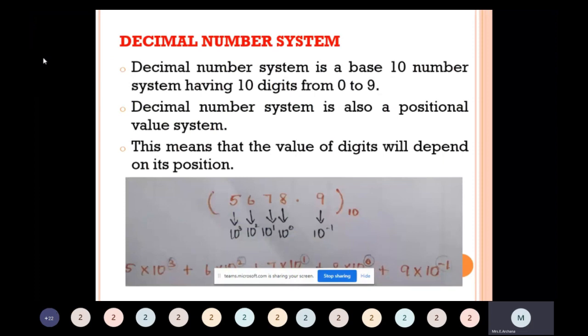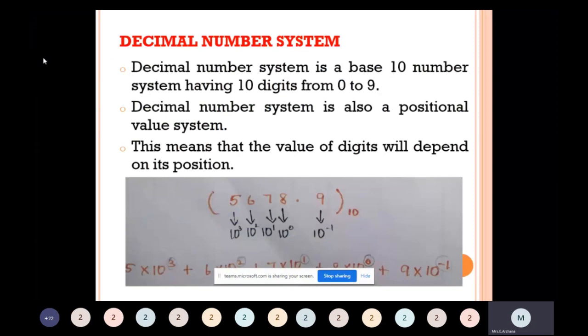So the decimal number system, we have already seen, uses the numbers from 0 to 9. It is also called a positional value system. Based on the position, we give the weightage. See, for example, we have 5678.9. It consists of an integer as well as a floating point value. It represents the decimal number system, so the base value is 10.